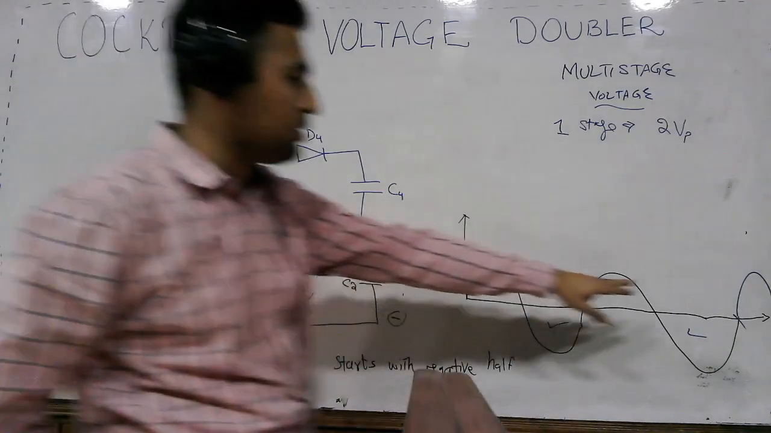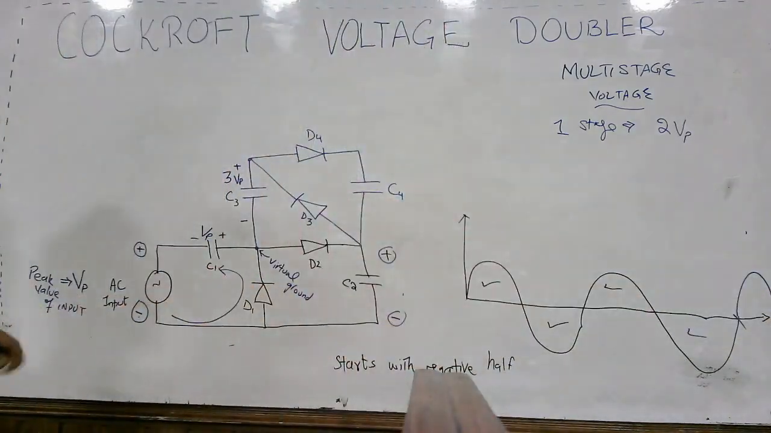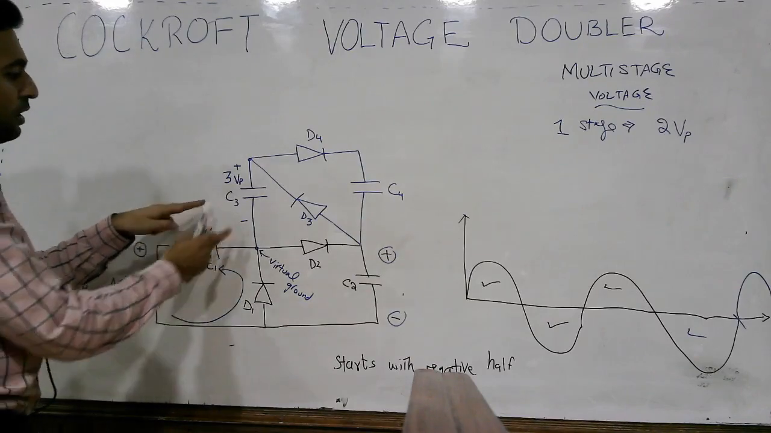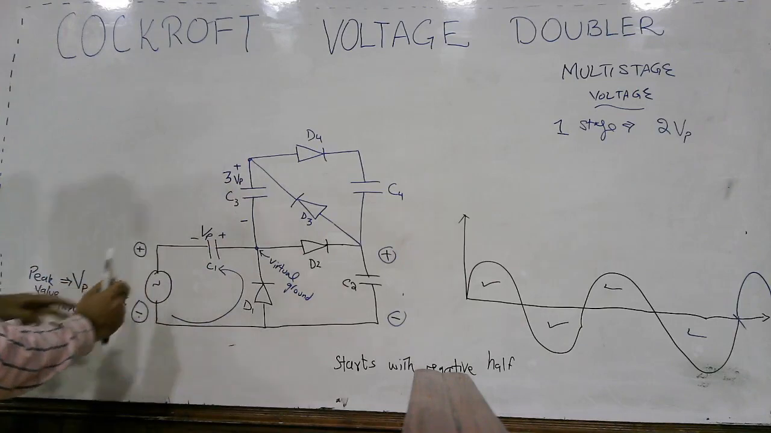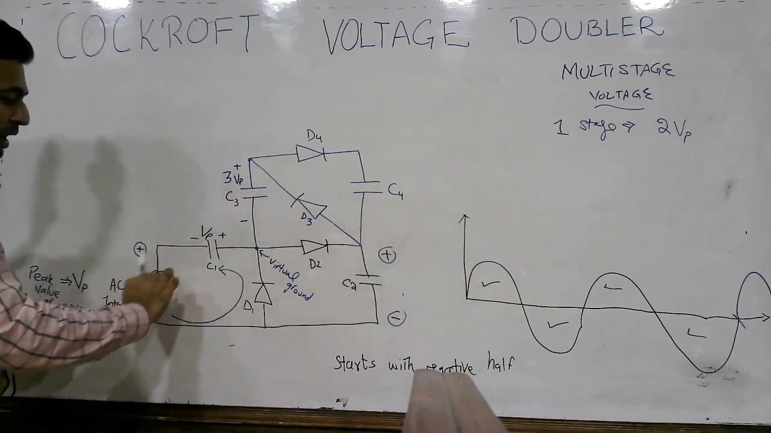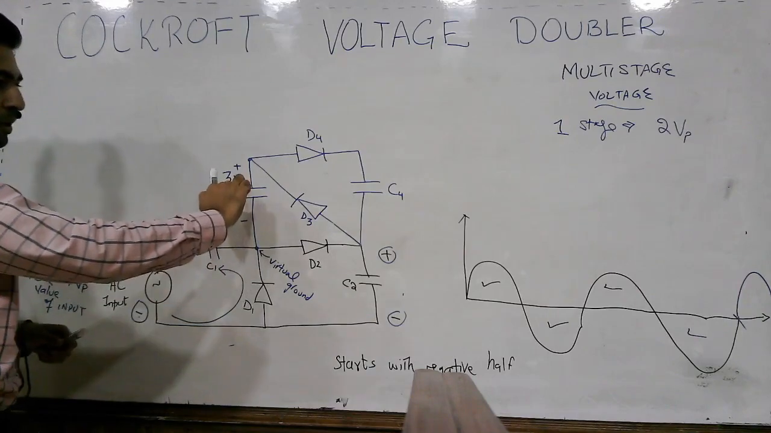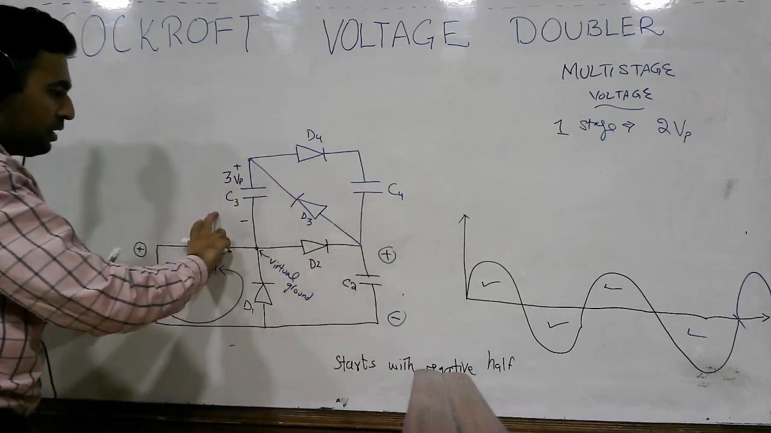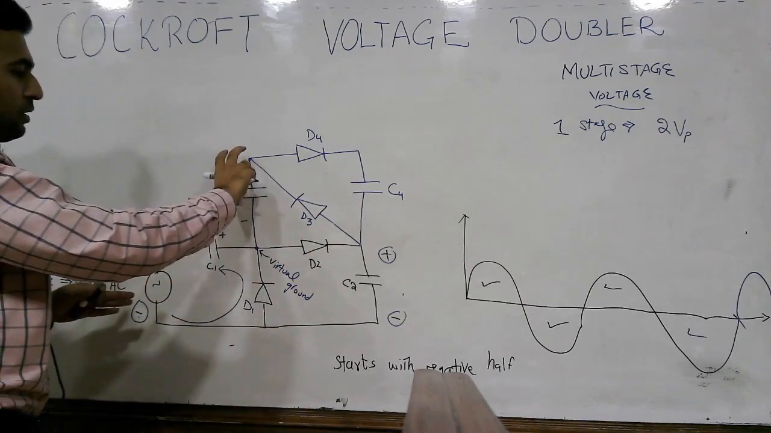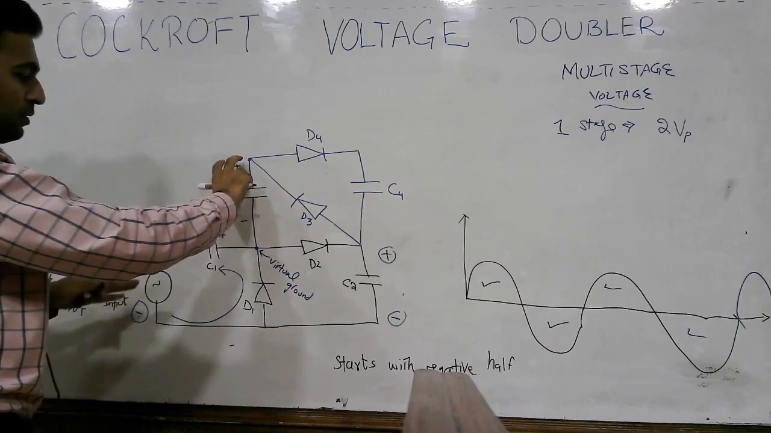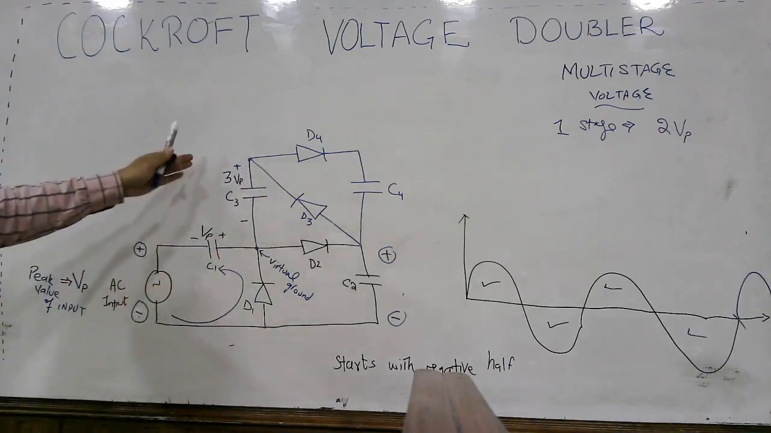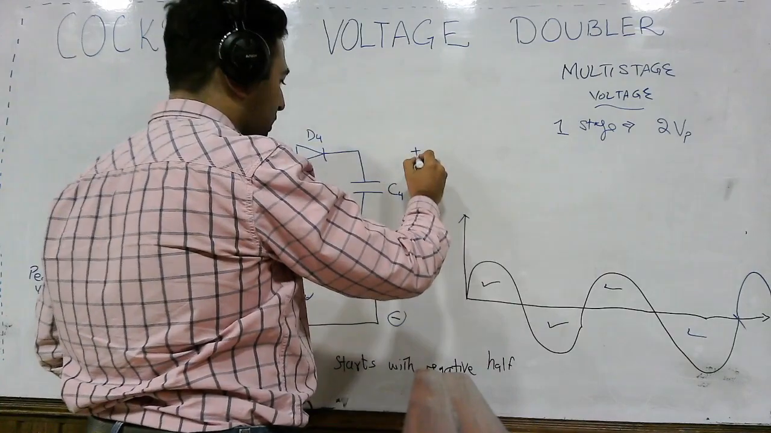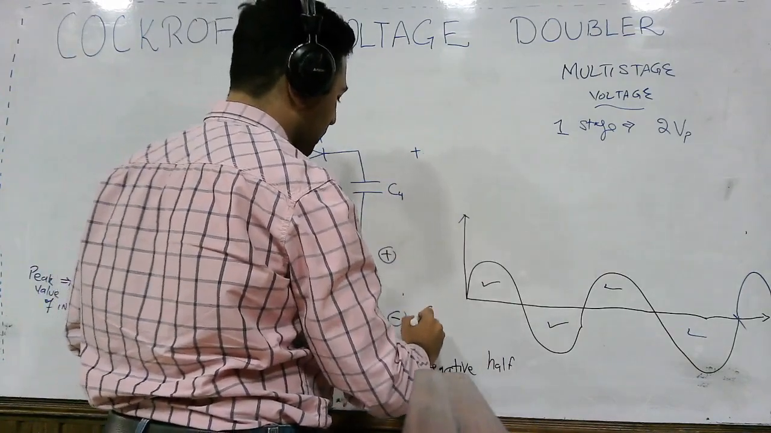Now when the positive half comes in, what happens? Capacitor C1 has Vp charge stored. Capacitor C3 has the potential of 3 Vp. What will happen? They will add up. This will add up with this voltage, and through diode D4, this capacitor along with this will discharge. Where? They will discharge here across C4 and C2.